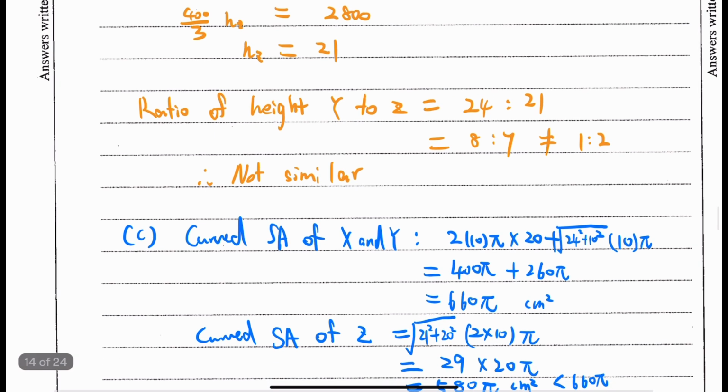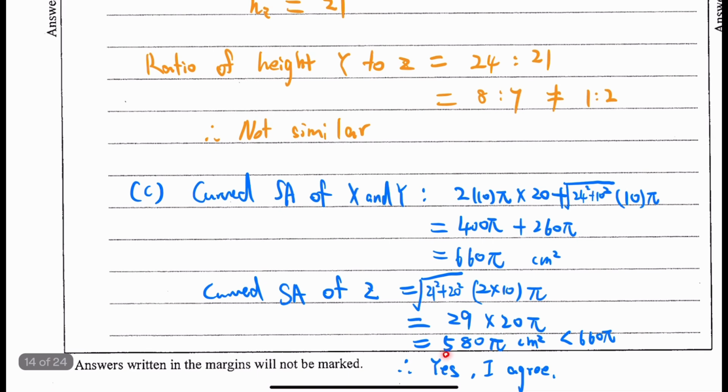And the curved surface area of Z is another cone, right? So this is the radius, this is π, this is the slant height. Using Pythagoras again, after we multiply it, we find it's less than the surface area of X plus Y. So we agree with the claim.